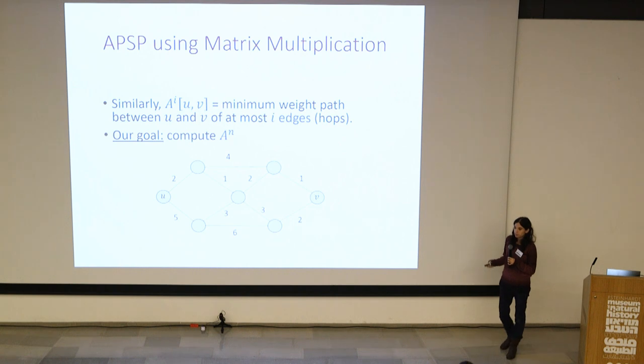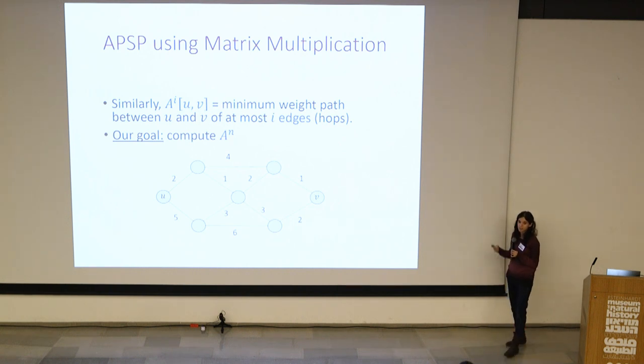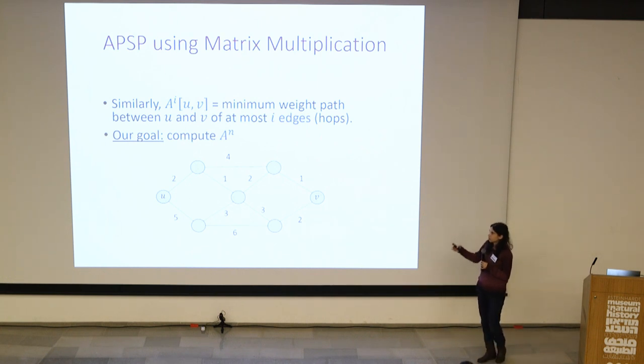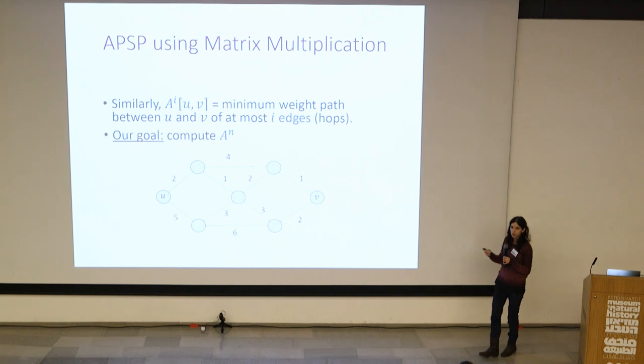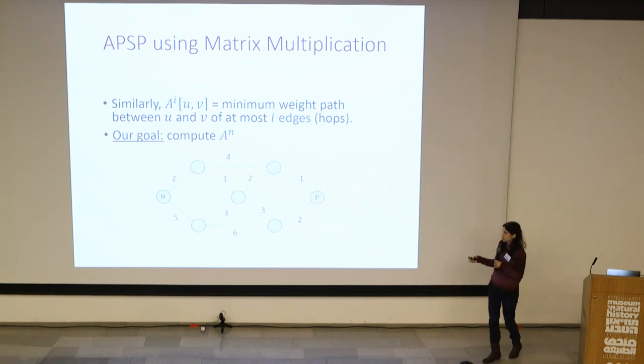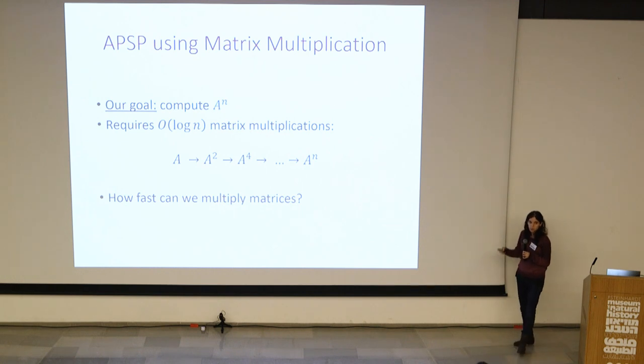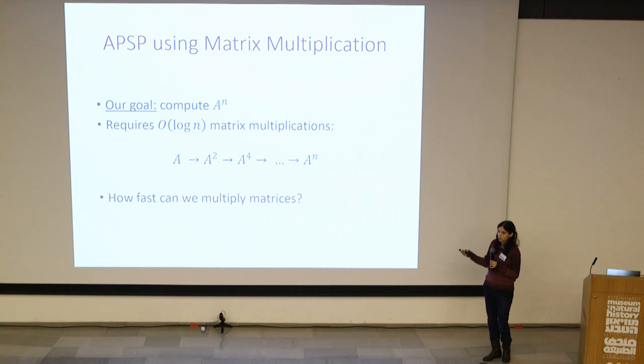And similarly, A to the i of (u,v) gives the minimum weight path between u and v that uses at most i edges. So if we want to solve APSP, our goal is to compute A to the n. For each pair of vertices, we want to know the shortest path between them that can use at most n edges. And this requires only log n matrix multiplications.